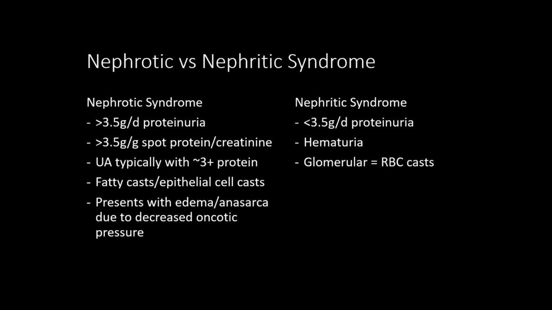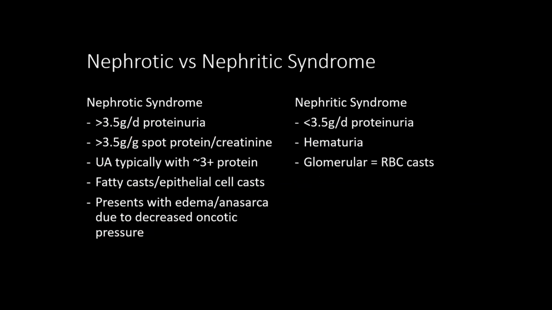So just kind of going into one of the more high yield differentials, just a lot of information, but nephrotic versus nephritic syndrome. When someone says nephrotic range proteinuria, they're referring to greater than 3.5 grams a day on a 24-hour sample, or greater than 3.5 grams per gram on a protein to creatinine ratio, which can be done as just a spot ratio. Typically, these patients have 3+ proteinuria or greater on the UA.